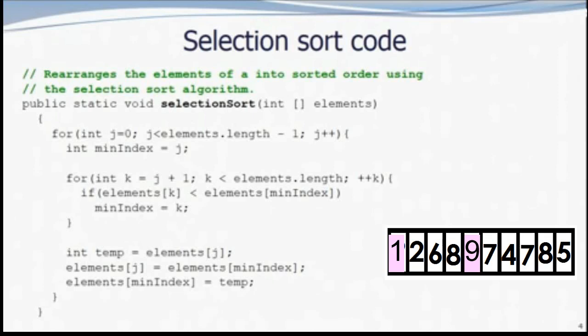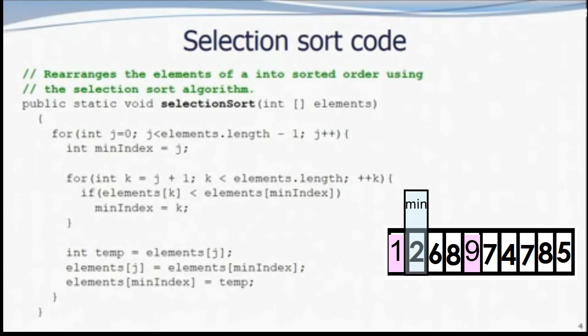The smallest. Then I come to the top. J equals 1 now. Min index is equal to 1, because now we're done with that first element. Now we're going to go from 1. Now k becomes 2. K is less than the length, so we check. Is the element at 2 less than the element at 1? If it is, change the min index to 2. Keep going until we've gone through the whole length of it. We now have the min index for the next element.